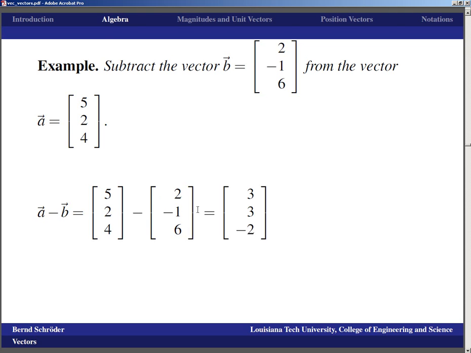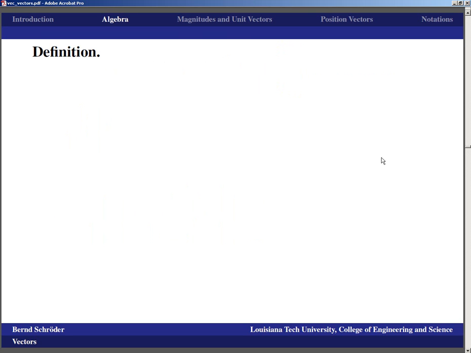5 minus 2 is 3. 2 minus negative 1 is 3. And 4 minus 6 is negative 2. And that would be subtraction of vectors, which technically is that we add negative 1 times the second vector. But we can see that even without a formal definition of subtraction, things work out pretty much as they should. And we could give a formal definition here.